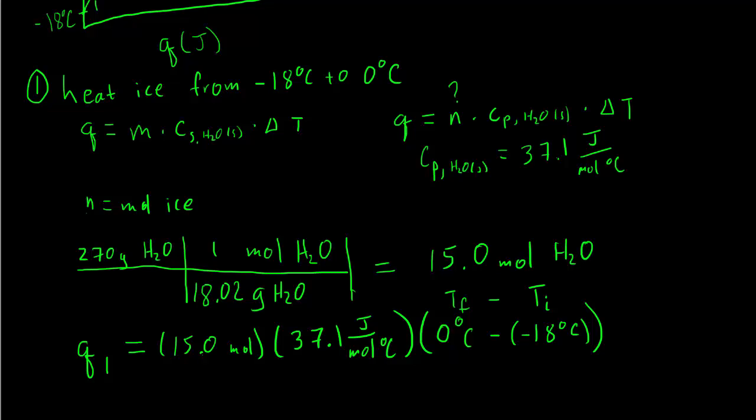There we go. We punch all this into our calculator very carefully, and we get a number, 1.0 times 10 to the 4th joules. Now that's a lot of joules, so we're going to convert that into kilojoules. There are 1,000 joules in a kilojoule, so we just divide that by 1,000, and we get 10 kilojoules as our answer. So that's how much energy we have to put in to heat up the ice. Now we're ready to move on to step 2.